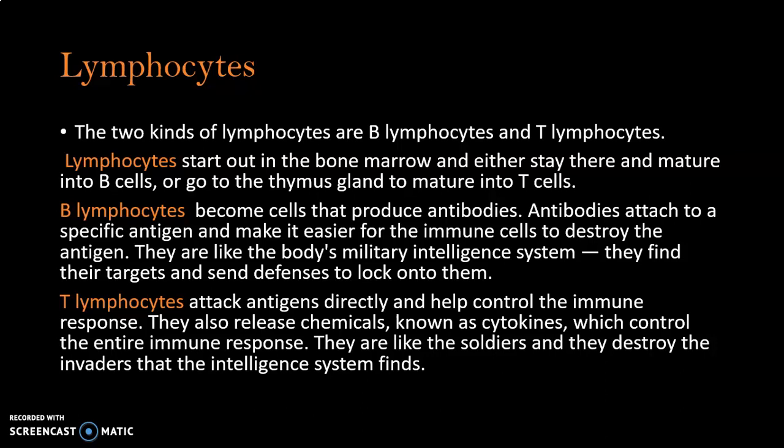Once B cells and T cells are formed, a few of those cells will multiply and provide memory for our immune system. This allows our immune system to respond faster and more efficiently the next time you are exposed to the same antigen. In many cases, it will prevent you from getting sick.